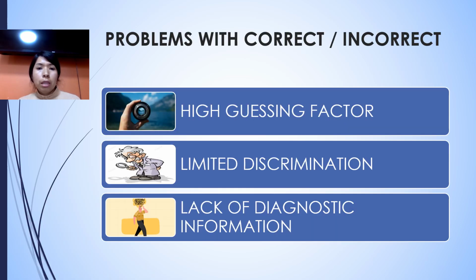The problems with this technique are, number 1, high guessing factor. Students have a 50% chance of answering the statements correctly. Limited discrimination and lack of diagnostic information. We don't know if the student really understands the reading because there are only 2 alternatives, true or false, correct or incorrect. So it's only black and white.